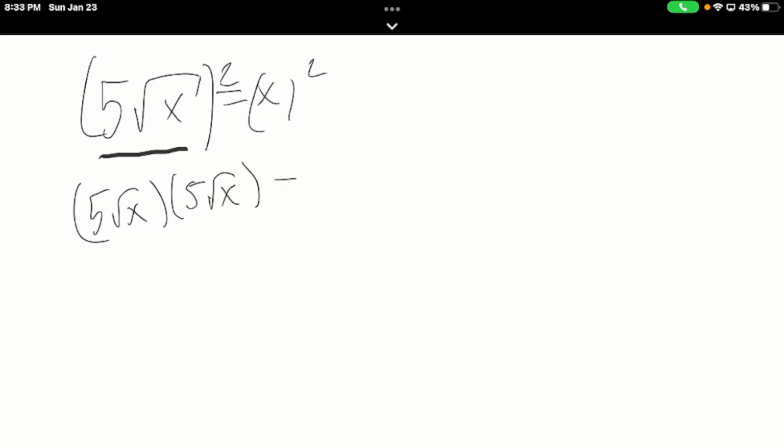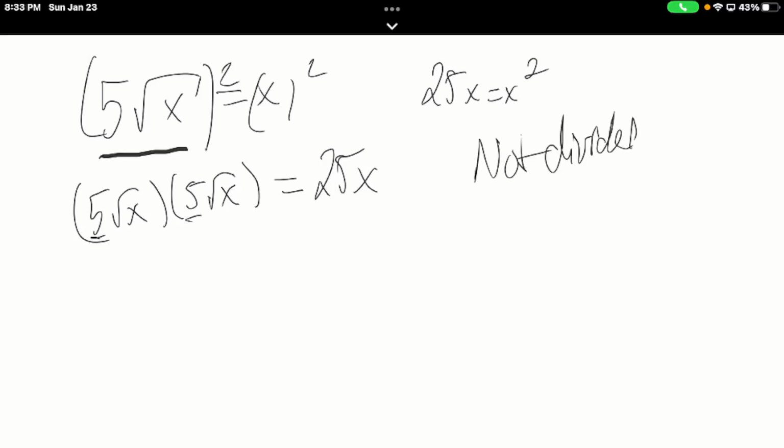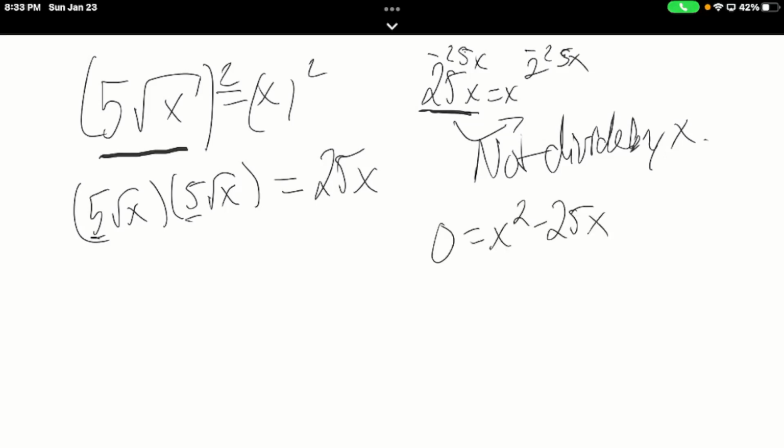5 root x times 5 root x, you take the numbers, multiply them, and then square root of x times square root of x gives you x. So this is 25x equals x squared. A lot of people divided by the 25x, and that gives you one of the answers, but you're missing one in the end. Your goal is to not divide by x. What I'm going to do is take this whole term and move it to the other side. So I'm going to subtract 25x from both sides. That gives me 0 equals x squared minus 25x.